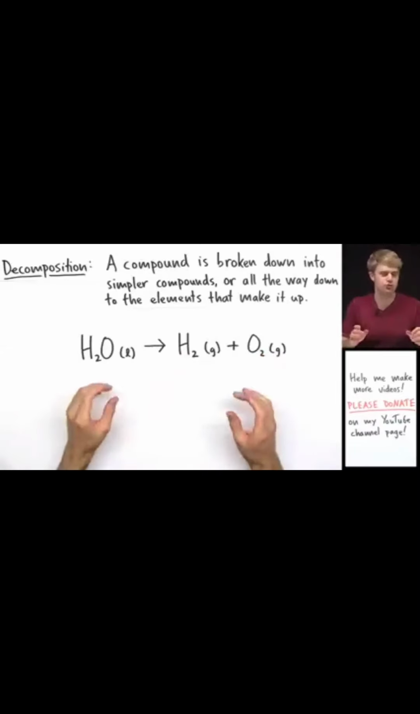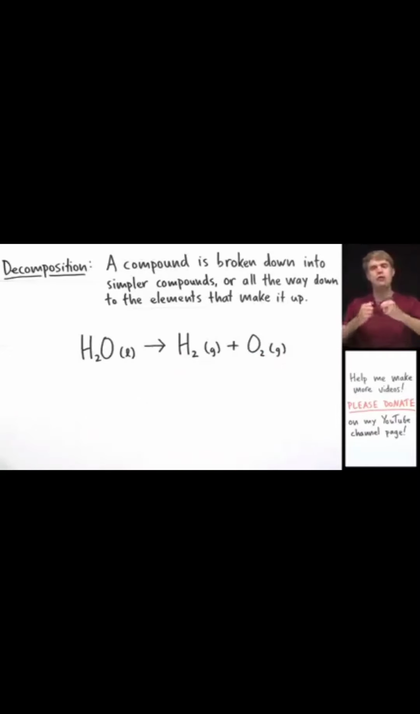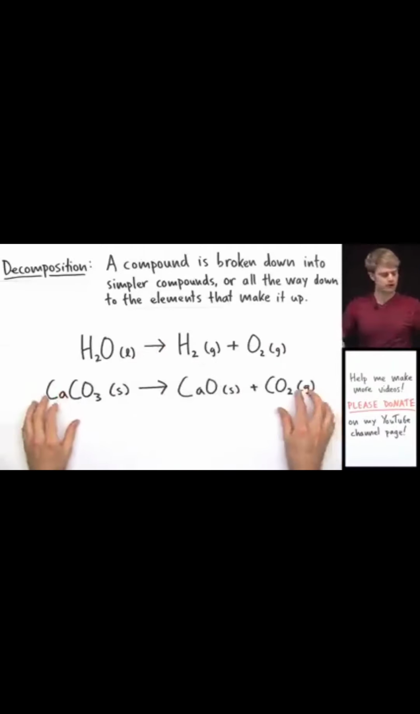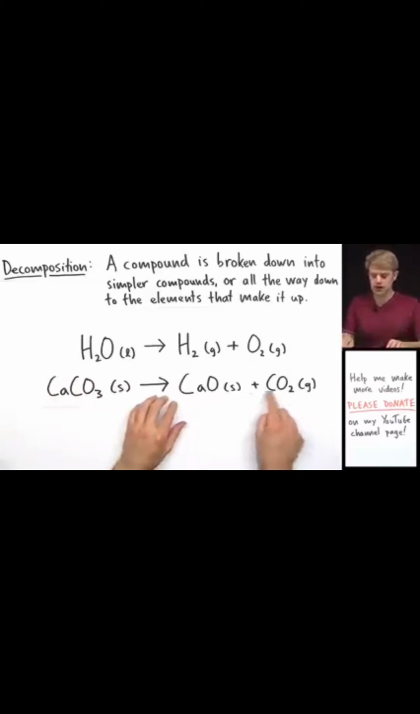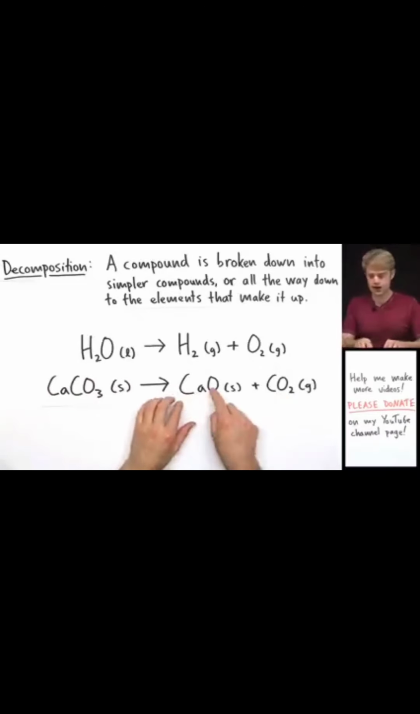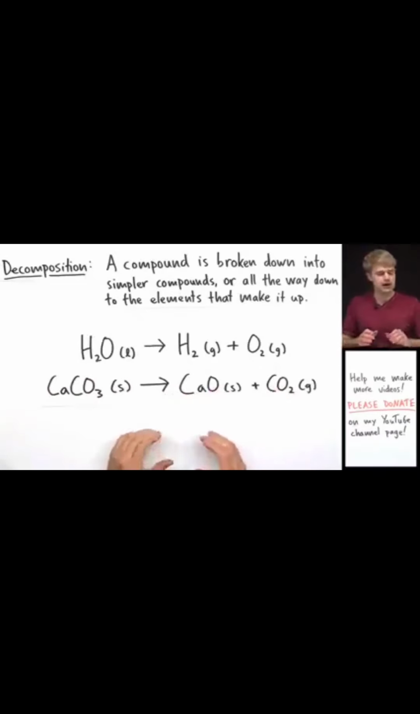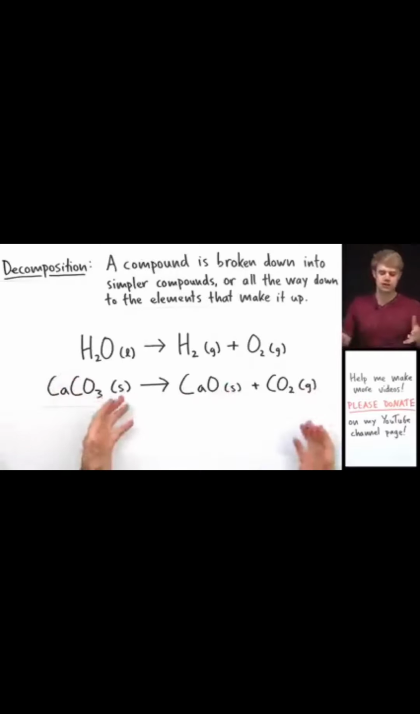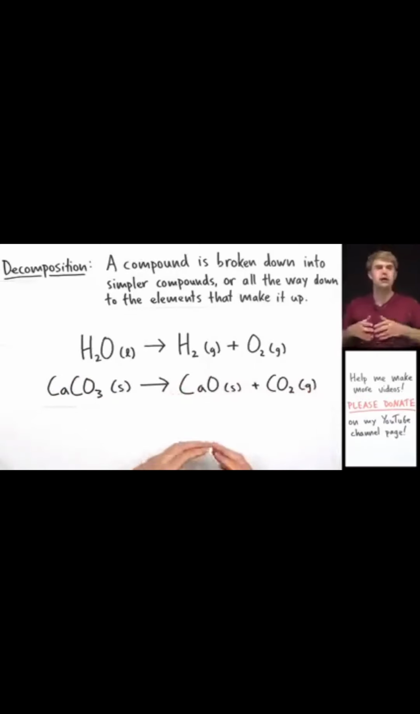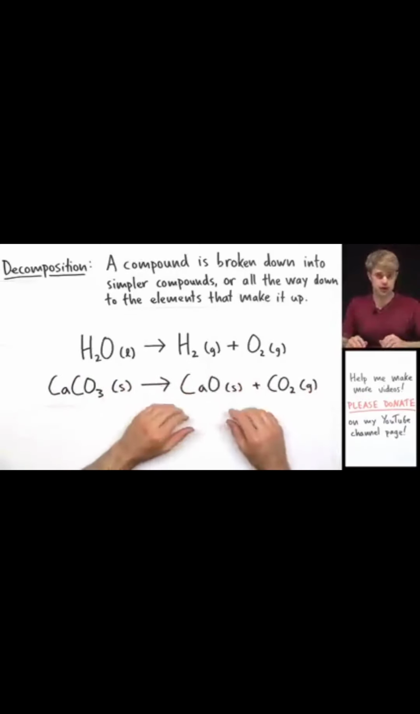Now, in a decomposition reaction, you don't have to break things all the way down to their basic elements. You can also break them down just into simpler compounds. For example, here we have CaCO3, calcium carbonate, and that gets broken down into two simpler compounds, CaO and CO2. It's not like we're breaking it down into just calcium and just carbon and just oxygen. But still, because these are simpler compounds, it is also a decomposition reaction.